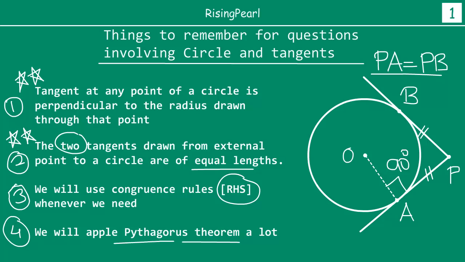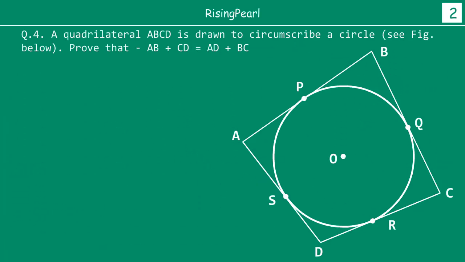So now the first question is, I'm saying question 4 because it's a continuation from our last series. Question 4 is: a quadrilateral ABCD is drawn to circumscribe a circle as shown in the figure below. Prove that AB plus CD, the opposite sides, is equal to AD plus BC.